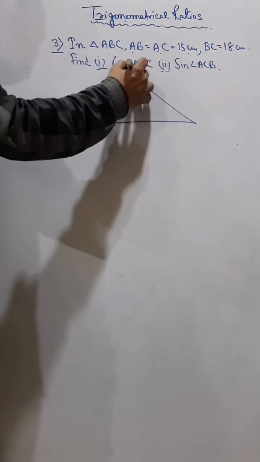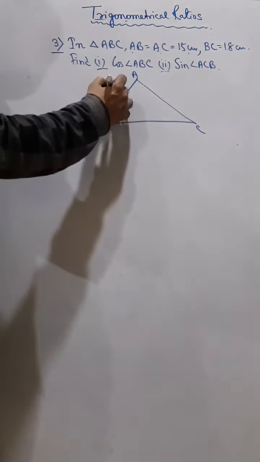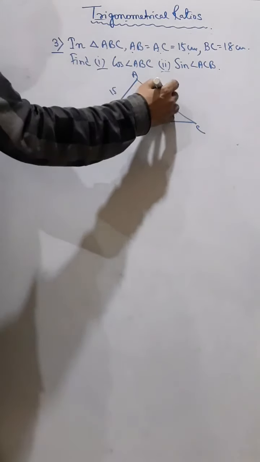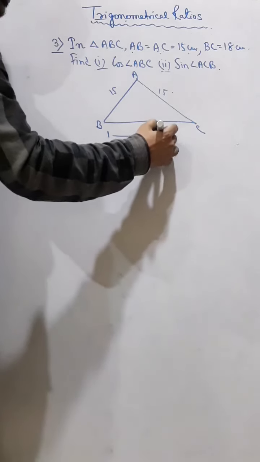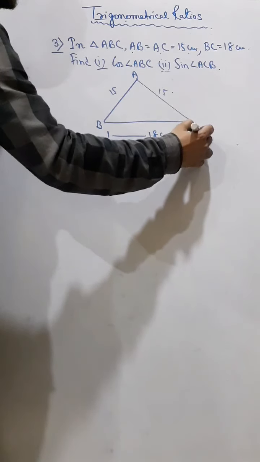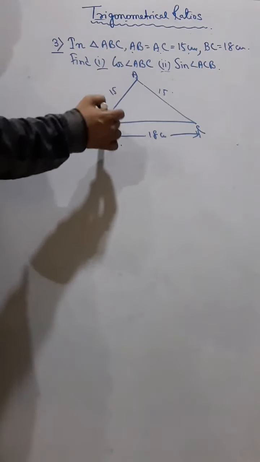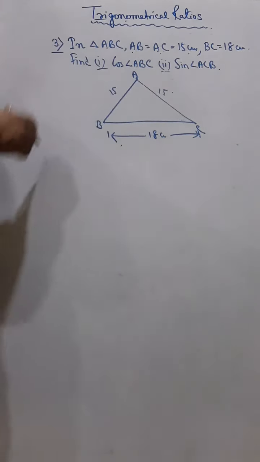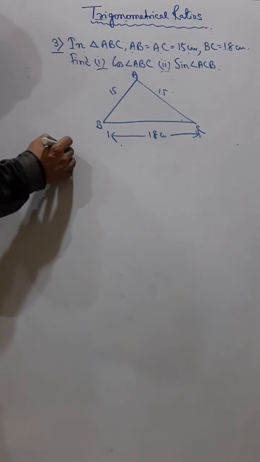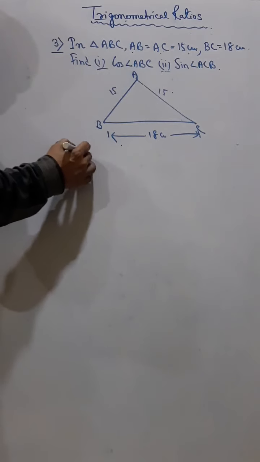So AB equals AC. So let this be AB and this is AC, and AB is equal to AC. They told this is 15 and this is 15, and BC is 18. And then you have to find cos angle ABC, and then sine angle ACB. Now here in this, first you have to do a construction, okay?